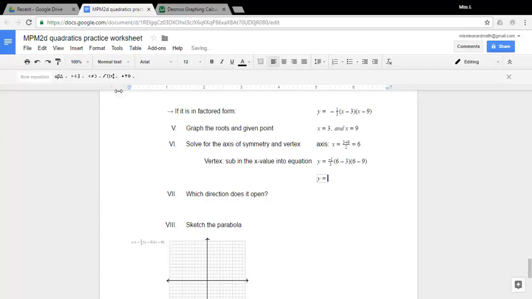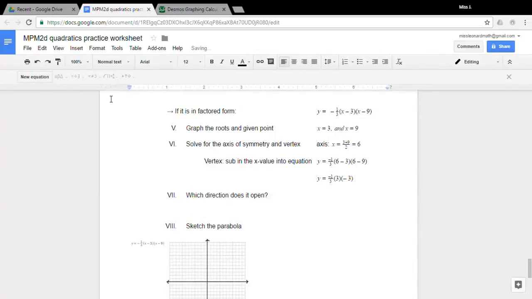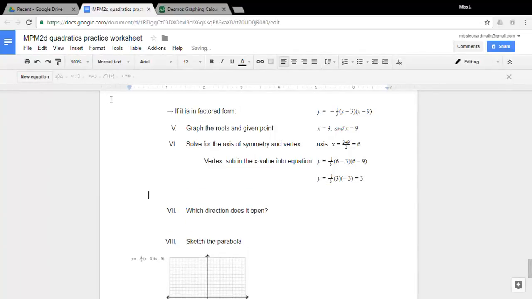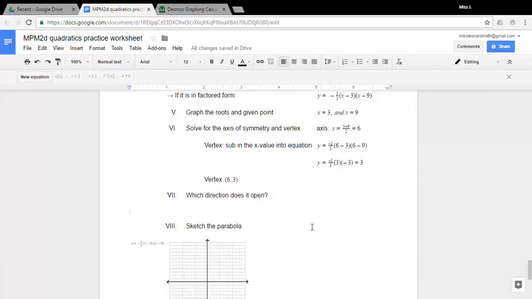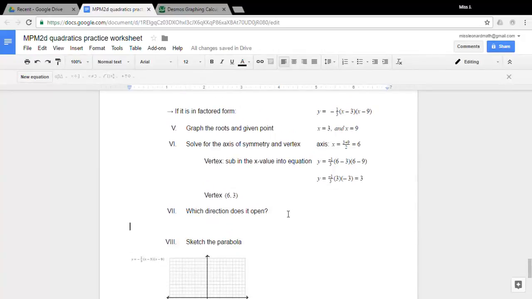Okay, we want to do each bracket separately, and then we'll multiply everything by a third. So y equals negative 1 over 3, and then 6 minus 3 is giving us 3, 6 minus 9 is giving us negative 3, and I think overall that's going to give us positive 3. So it looks like our vertex is the point 6, 3. Now in this case, I think it is the point that they actually gave to us, now that's not always going to happen.